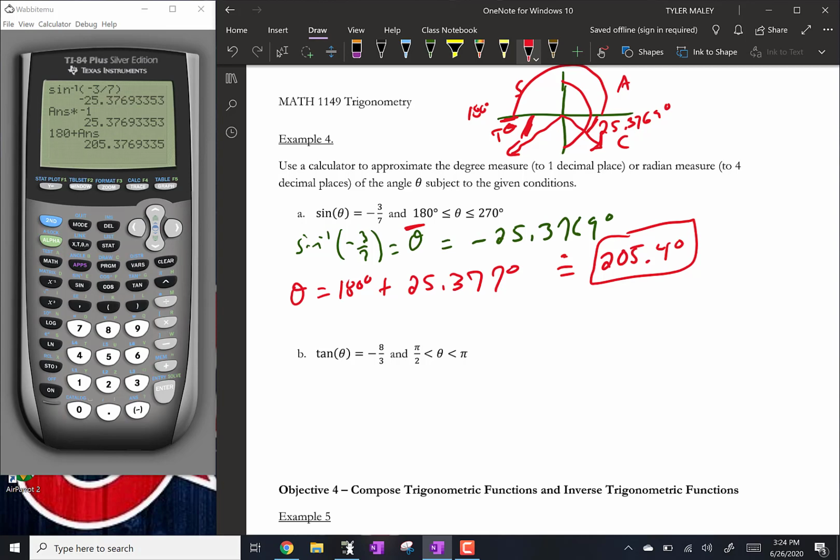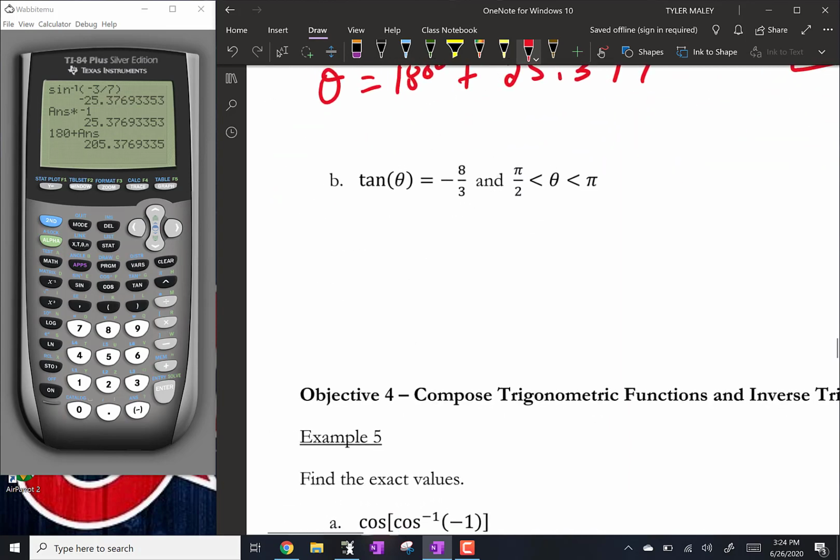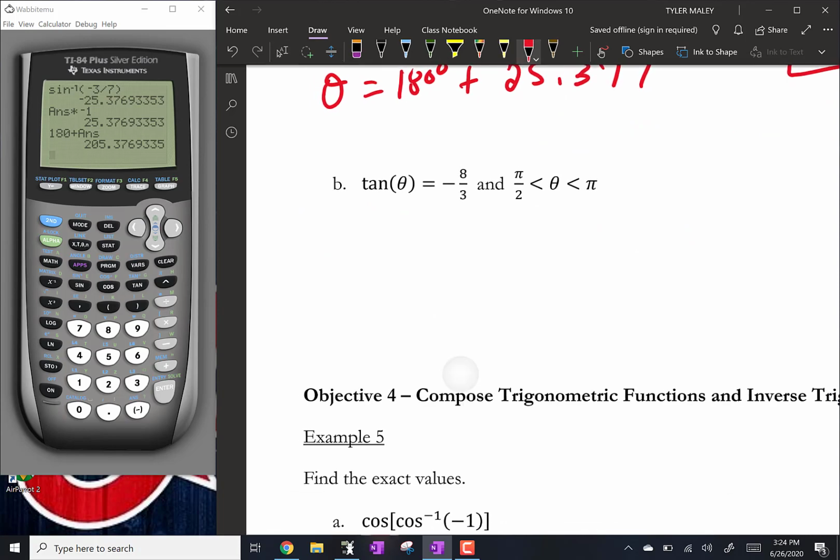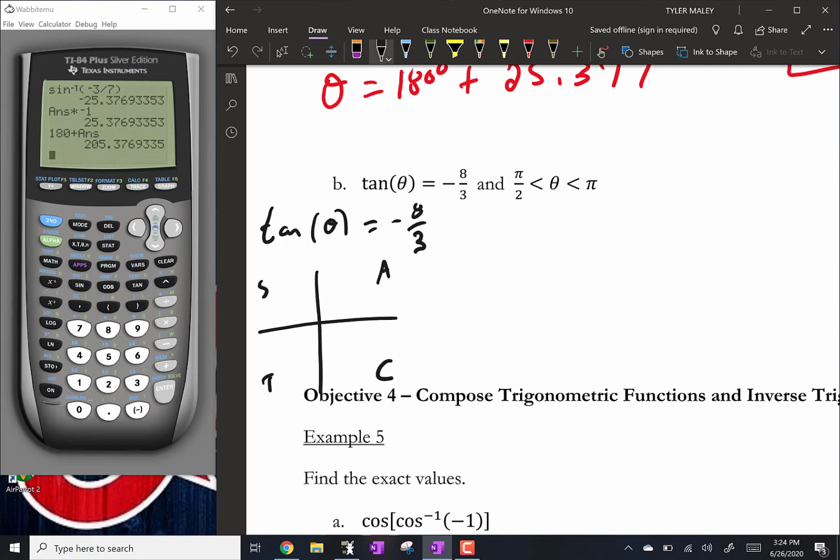So this next one, we have tangent of theta equals -8/3, right? So don't forget, all students take calculus. Tangent is stuck in between -π/2 and π/2. And down here is where we're going to get the negative tangent, right? So we need to find this angle we'll call theta bar, right, or reference angle.